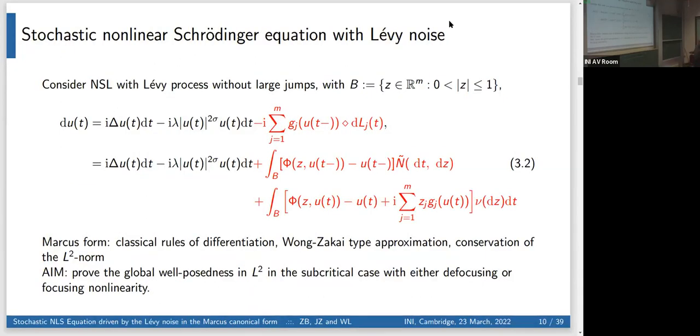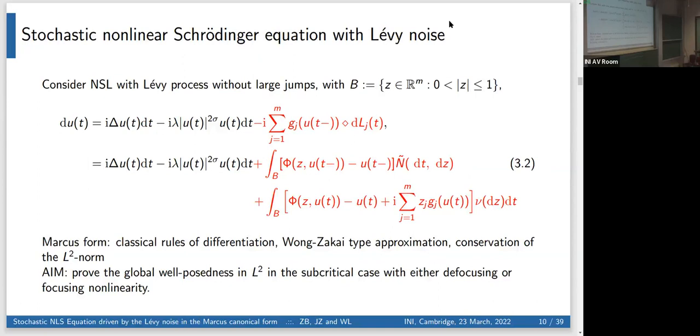To be more precise, we consider a Lévy process without large jumps. Actually, I don't know how to deal with big jumps, which maybe is easier, but I don't know. In this case, the equation which I've written can be written in this form. Here, n tilde is the compensated Poisson random measure corresponding to the process L. And this is a term which uses this flow phi, which I introduced before. And here is the jump measure nu.